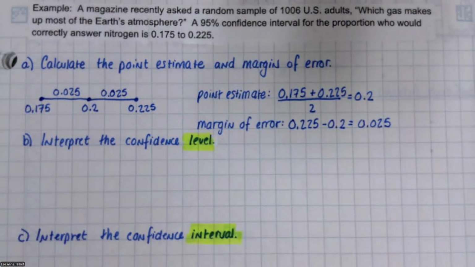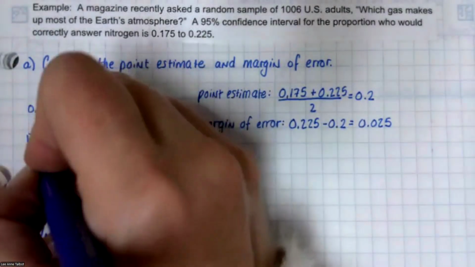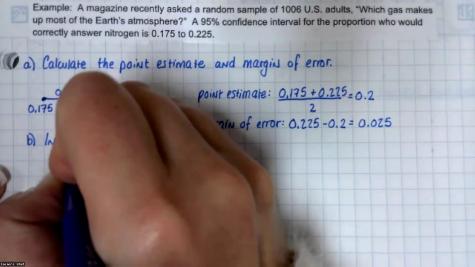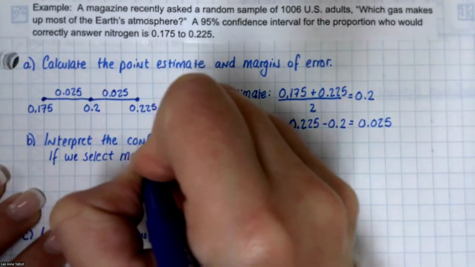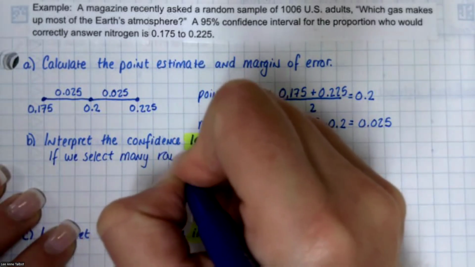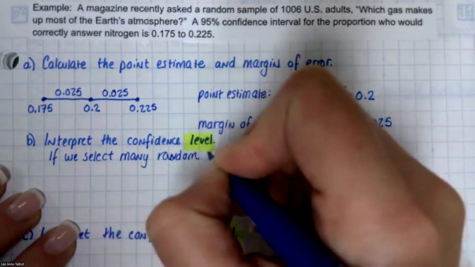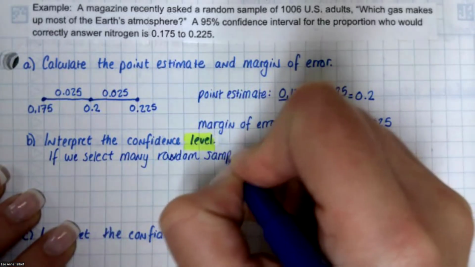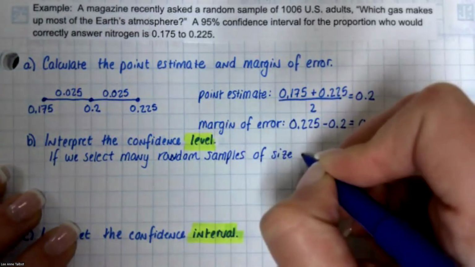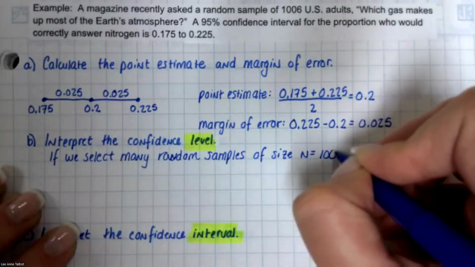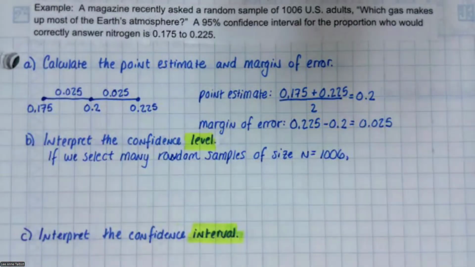Interpret the confidence level. Okay, this guy you're going to have to memorize. If we select many random samples of size n equals 1006.